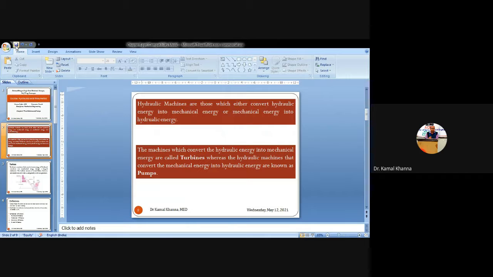So we have the water turbines and pumps. If we look at the definition of turbines, the turbines are converting the hydraulic energy into the mechanical energy because they are receiving the energy in the form of water from the higher height through the penstock. Whenever the water strikes the blades of the turbine, they receive the hydraulic energy, and on the rotation of the turbines, we generate the mechanical energy. That mechanical energy is then converted into electrical energy with the help of the dynamo which is attached to the turbines. So turbines are converting the hydraulic energy into the mechanical energy.